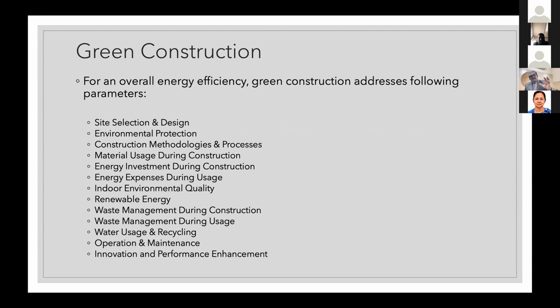Now, just briefly speaking, when I'm talking about green construction, it addresses or it looks at the site selection and design activities, the environmental protection, construction methodologies and processes, materials used during construction, energy investment during construction, energy expenses during usage, indoor environmental quality, renewable energy usage, the waste management during construction and during usage, water usage and recycling, operation and maintenance, and finally, innovation and performance enhancements over the life cycle of the building. So all these activities need to be addressed and looked into when we are talking about green construction.